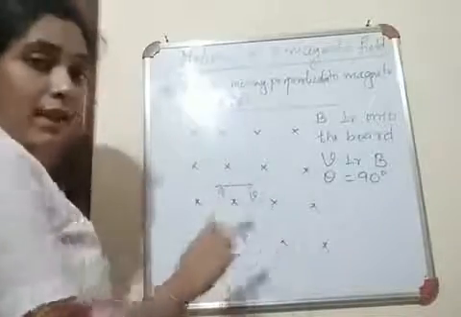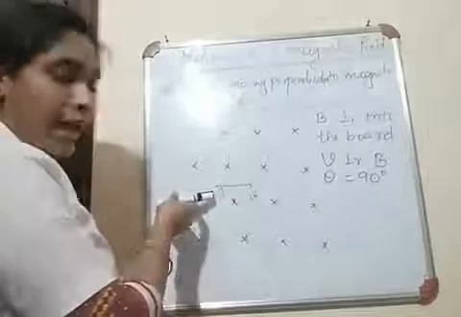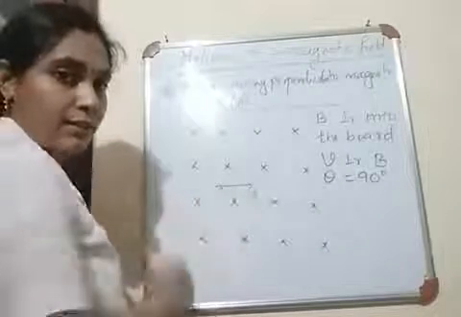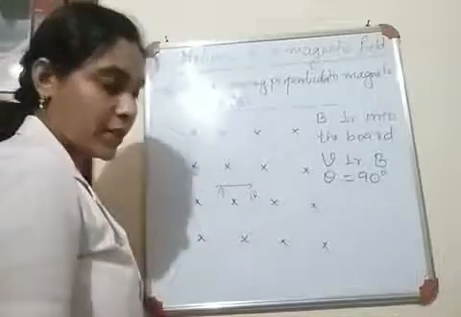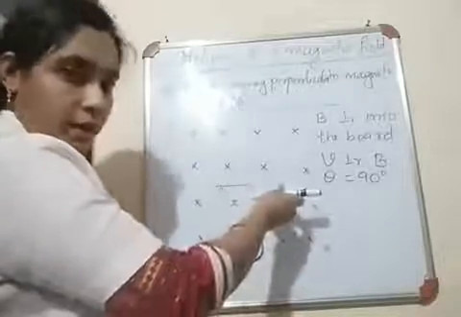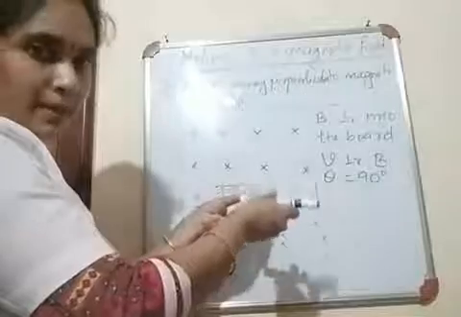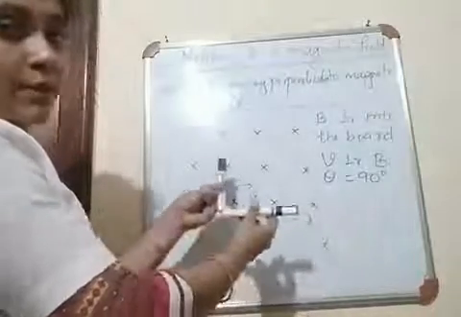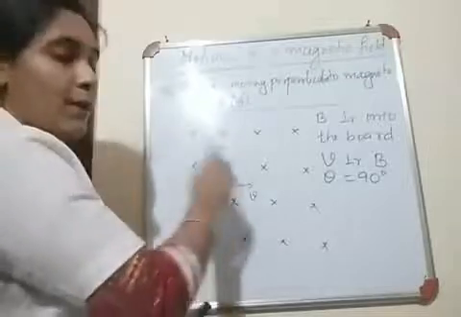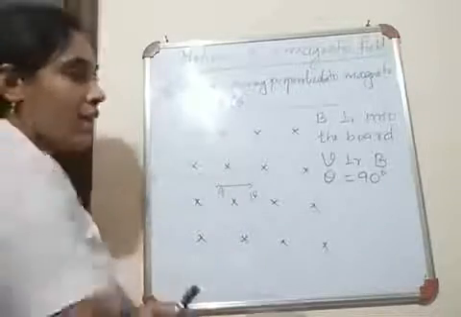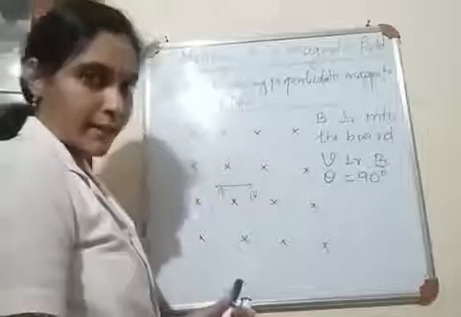And what is the direction of velocity? See, the particle enters the magnetic field like this, so velocity will also be acting along the same direction. So this is the direction of velocity and this is the direction of the magnetic field. What is the angle between them? The angle between them is 90 degrees. So velocity is perpendicular to the magnetic field. Angle theta will be 90 degrees.